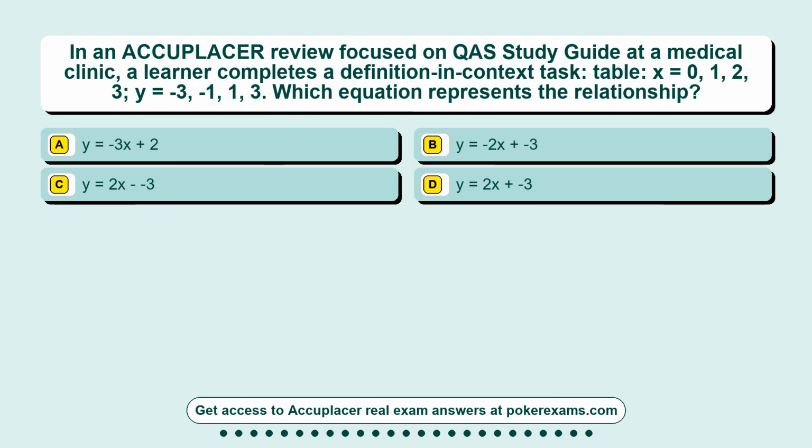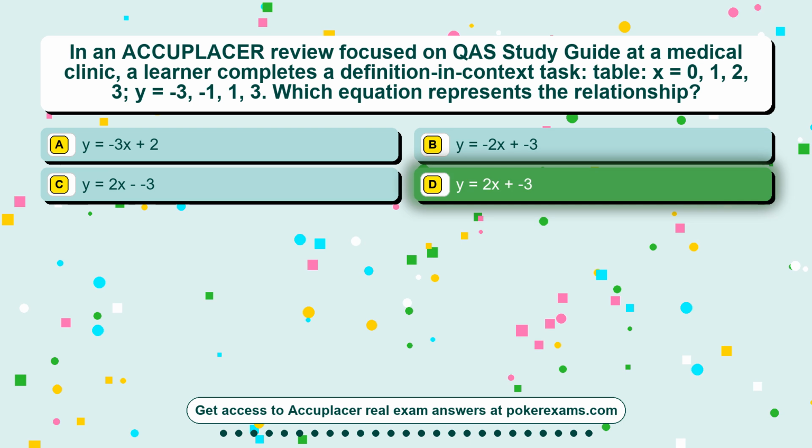Question 6. In an ACCUPLACER review focused on QAS Study Guide at a medical clinic, a learner completes a definition-in-context task. Table: x equals 0, 1, 2, 3; y equals -3, -1, 1, 3. Which equation represents the relationship? Option A, y = -3x + 2. Option B, y = -2x + -3. Option C, y = 2x - -3. Option D, y = 2x + -3. The correct answer is option D, y = 2x + -3.